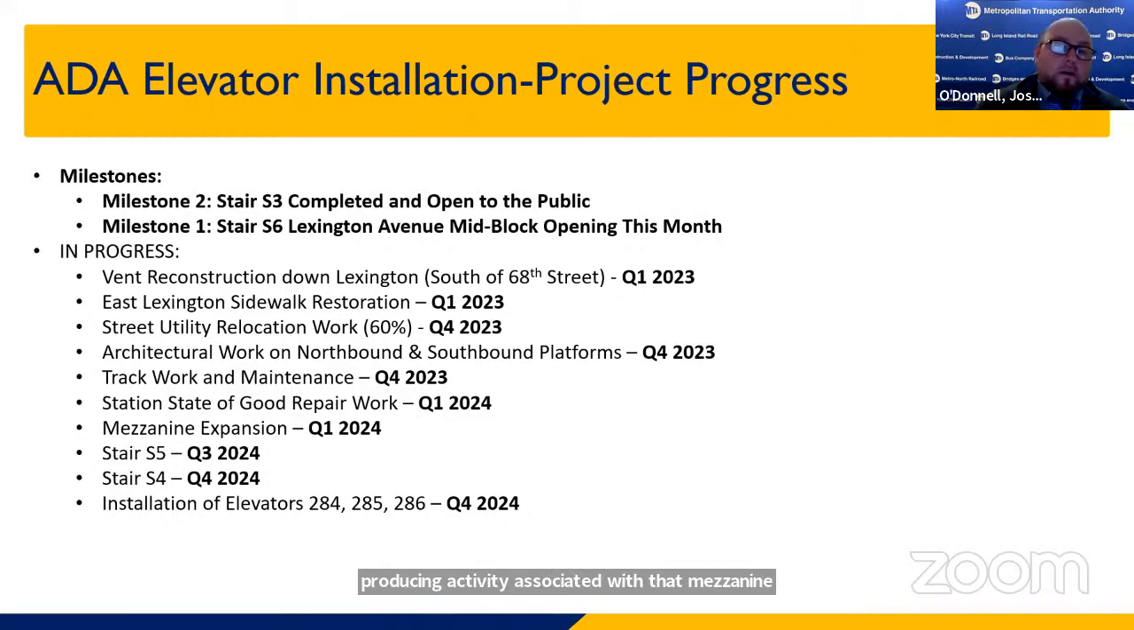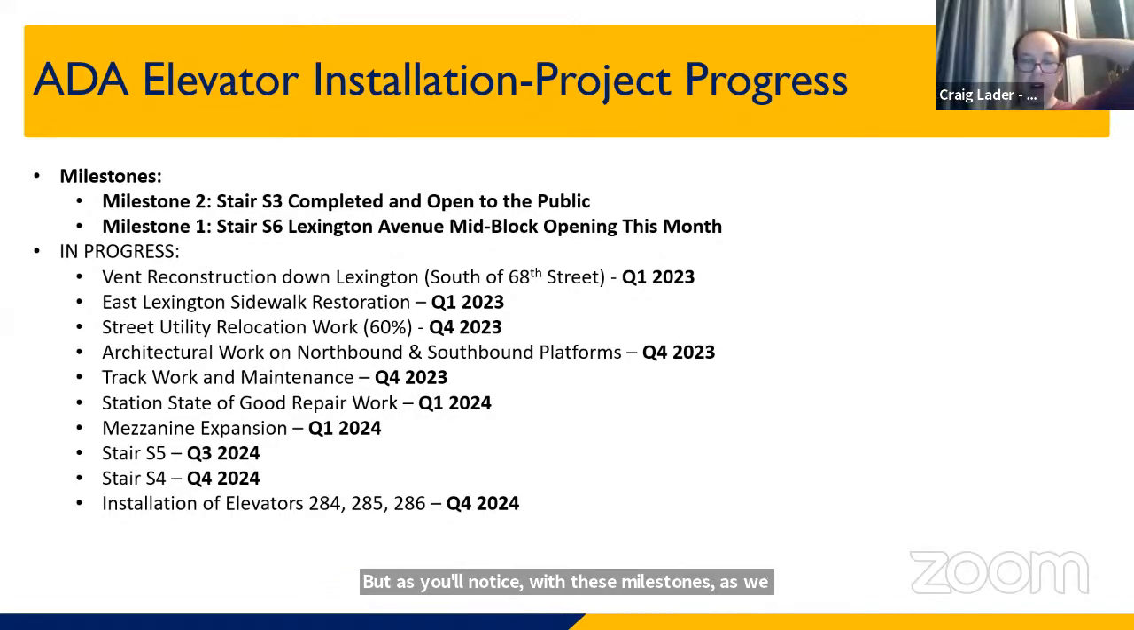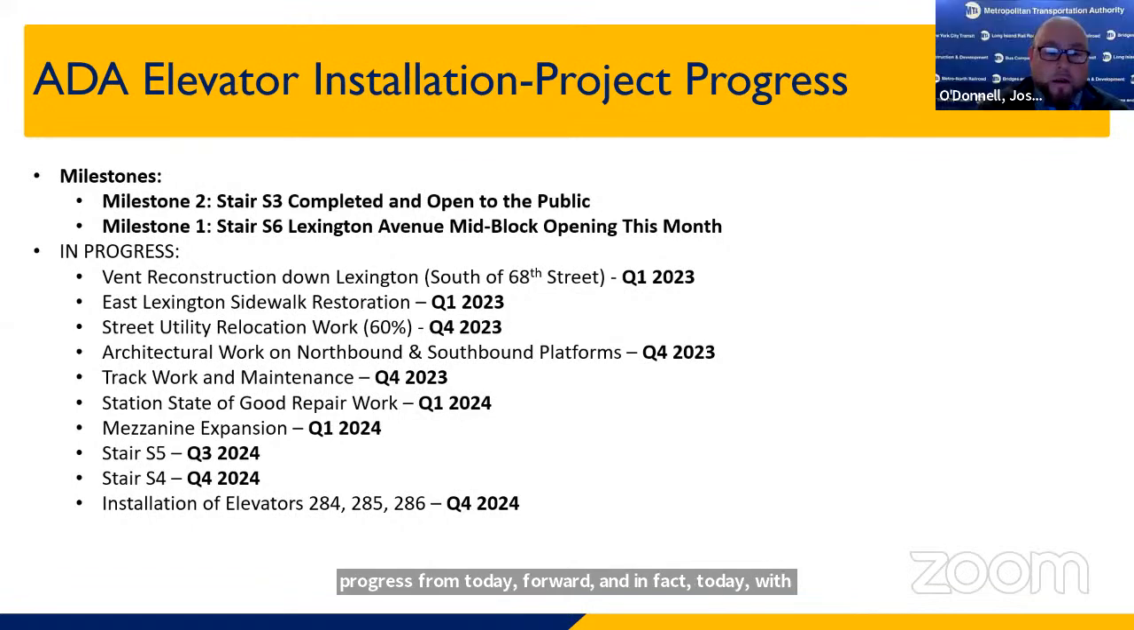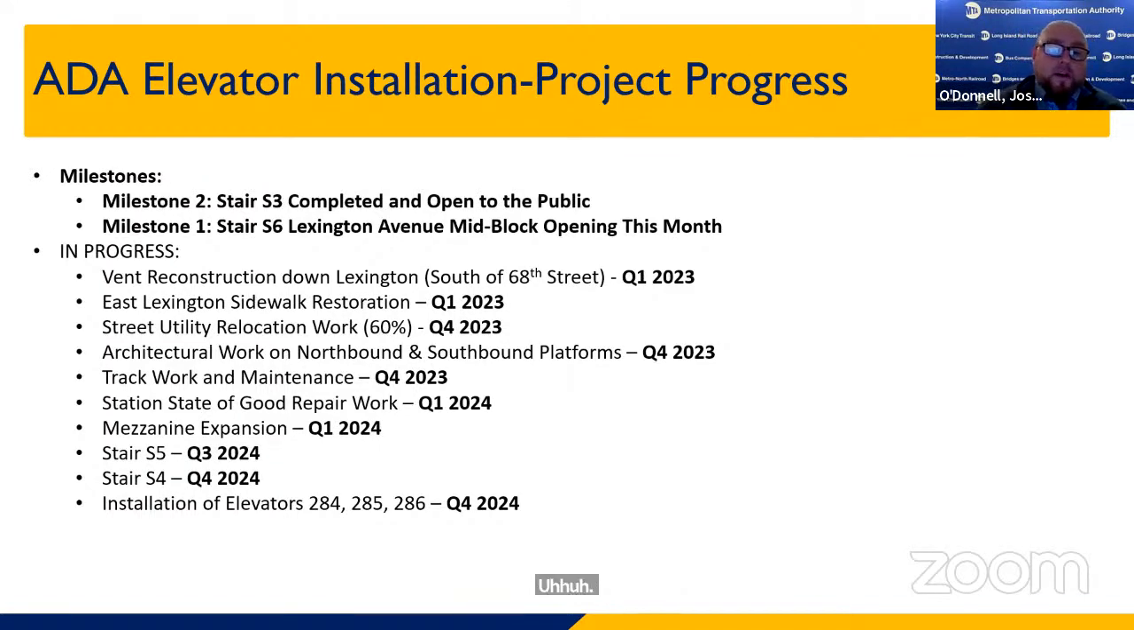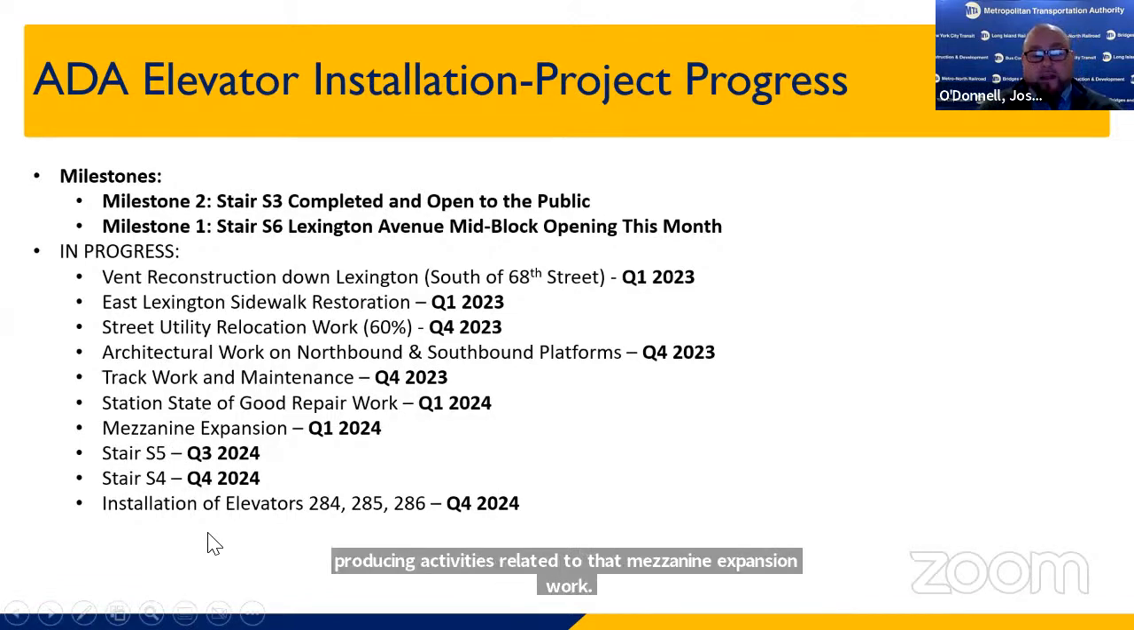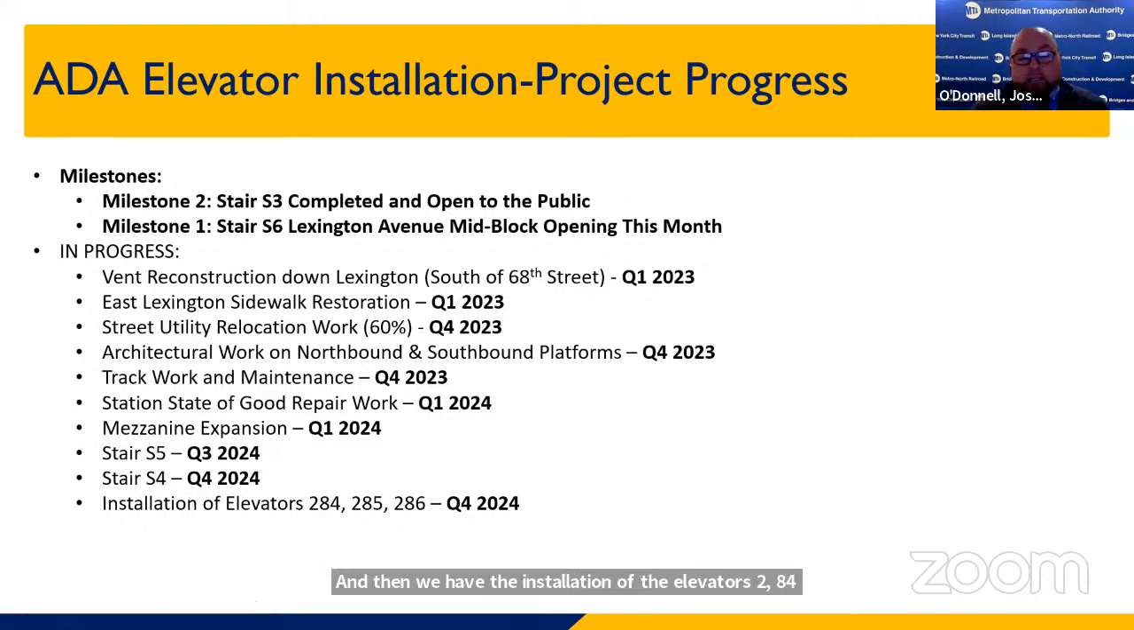But as you'll notice with these milestones, as we progress from today forward, and in fact today with the completion of the Imperial House stair, there is some reduction in the noise producing work there. As we progress throughout the course of 2023, we start to be less impactful at the surface level, and things continue to be focused more on subsurface work. Again, just want to be fully transparent and make sure that folks are aware that there will be some noise producing activities related to that mezzanine expansion work. And then we have the installation of the elevators 284, 285, and 286 at the end of 2024.